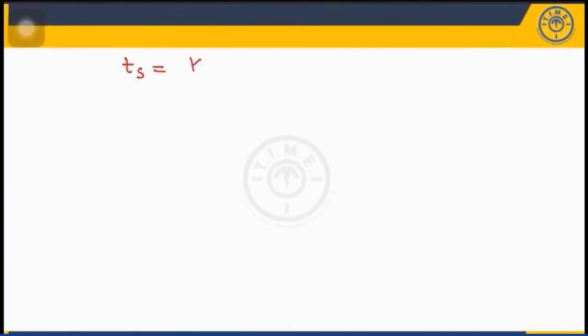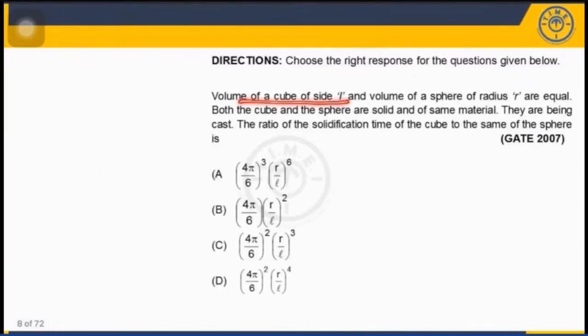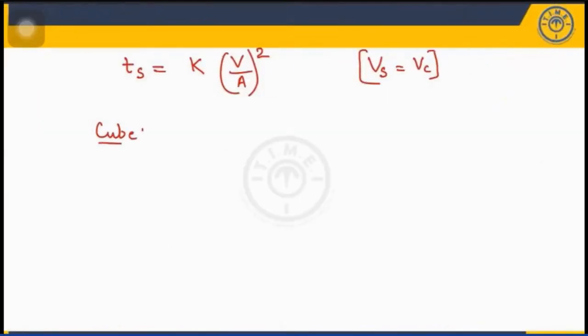Now you know that the solidification time is equal to K into (V by A) whole square. What is this K? K is called the solidification time constant. V is the volume and A is the surface area. Now, if you read the question, the volume of the sphere is equal to the volume of the cube. It is given. Now, for the cube, I can write the solidification time, denoting the cube with subscript C, as K into the volume of the cube divided by the area of the cube, whole square.